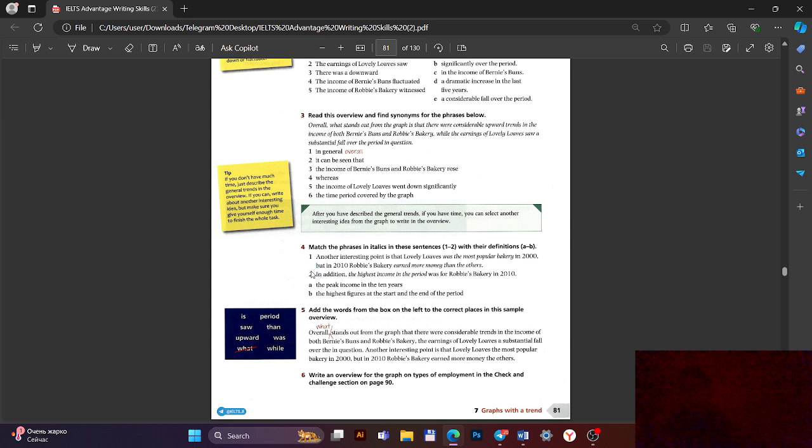All right, so you need to start with some interesting things. For example, overall, what stands out? One sample that's especially neat for you is: overall, what stands out from the graph is that there were considerable trends in the income of the bakeries.